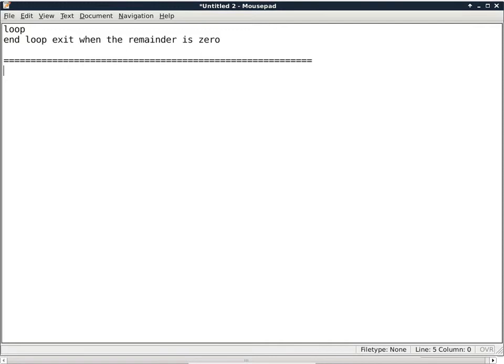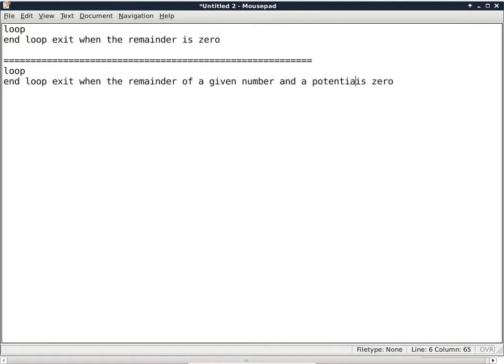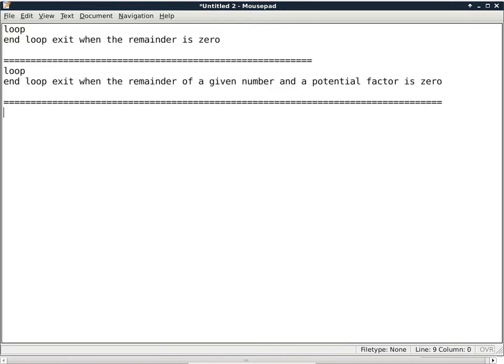So in the next step, we want to clarify the remainder of what. We'll say pretty much the same thing: exit when the remainder of a given number and a potential factor is 0. Okay, that's a little bit better, right? Because now the algorithm is not just saying remainder, but we also know the remainder of what.